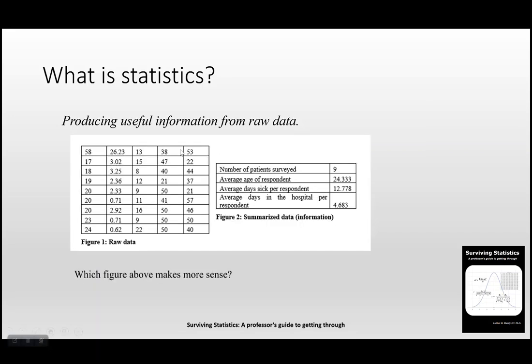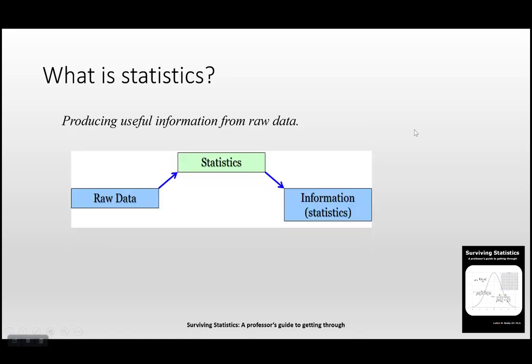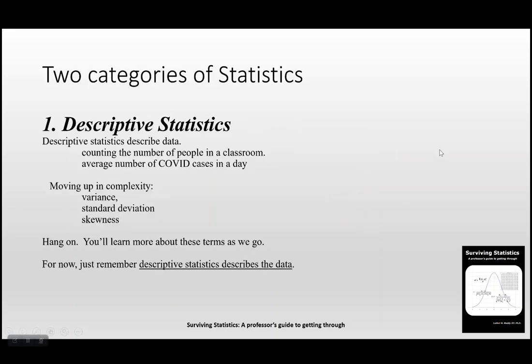So look at these two tables, the raw data and then the summarized raw data. And of course, the summarized raw data is a lot easier to understand, and that's how we use statistics. Notice we have some counts and some averages in here. Okay, so statistics is the process of producing useful information from raw data. And why do we do that? Well, we might do that for one of these two reasons here.